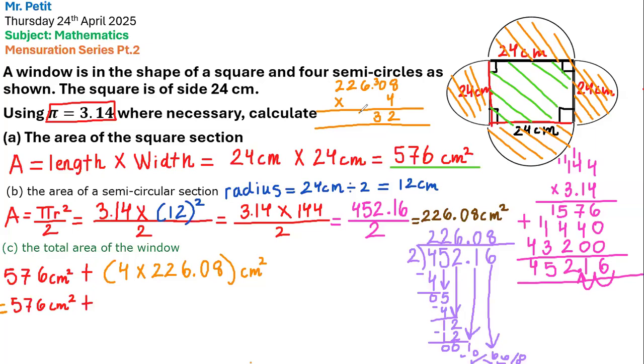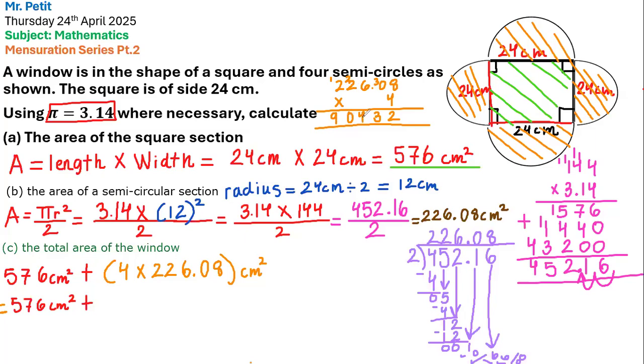24. Put the 4 down, put the 2 up. Okay. 4 times 2 is what? 4 times 2 is 8 plus 2 is 10. Put the 0 down, put the 1 up. 4 times 2 is what? 8 plus 1 is 9. Very good.